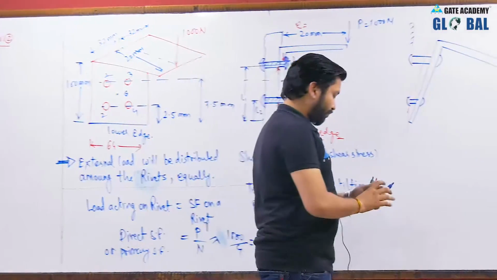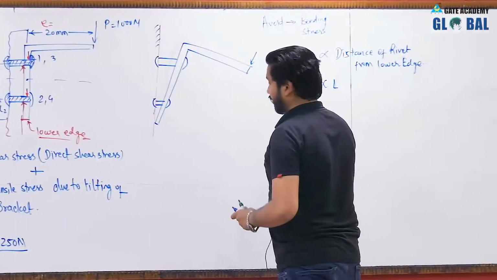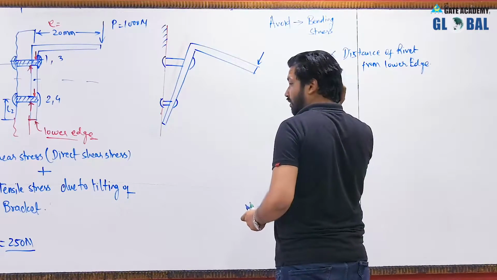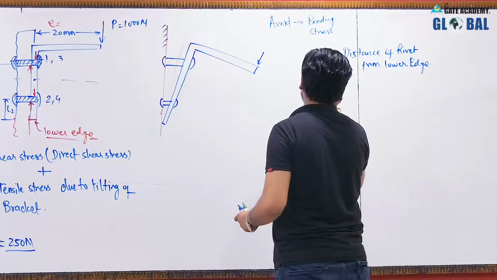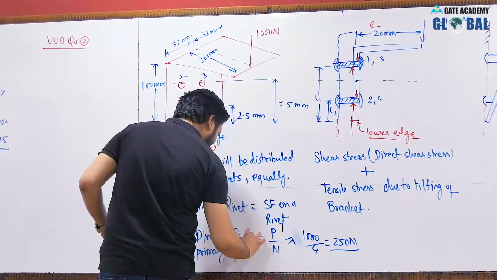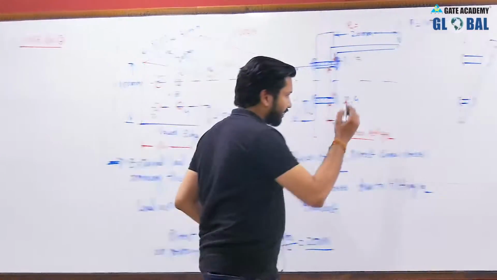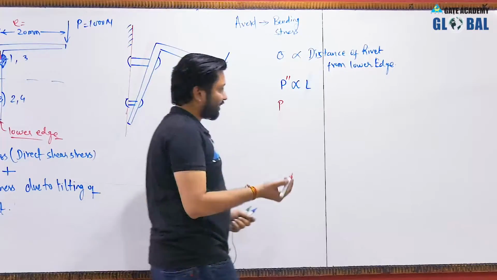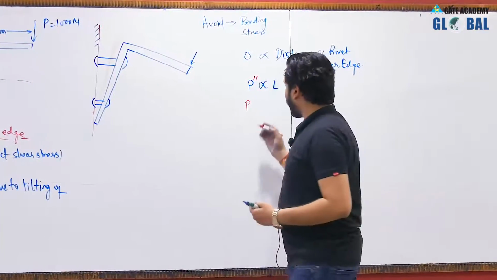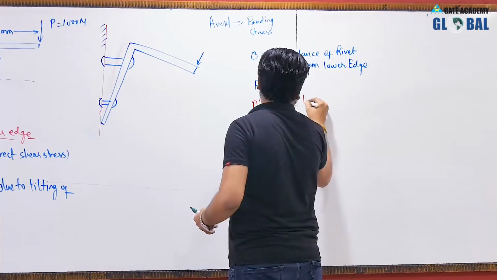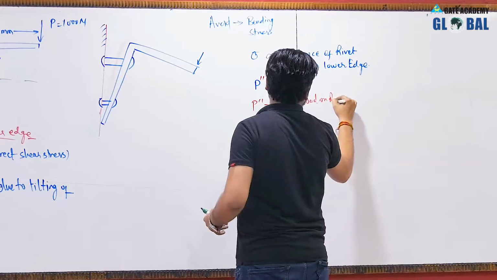So the load P1, or you can say this load, let us say that shear force is P dash. So let us take this as P double dash. This load will be the P double dash. So P double dash is the tensile load on a rivet.